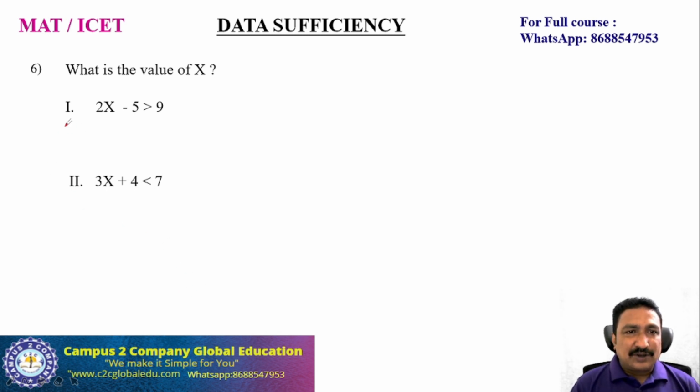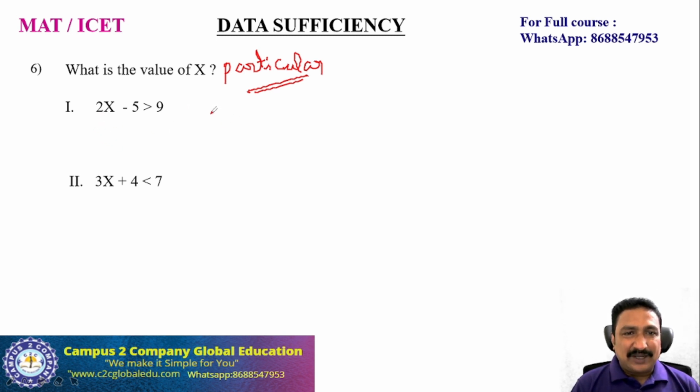Now look at the next question. What is the value of x? So what is the value of x means, here also we have to find out the exact value. A particular value we should say. Whenever you are saying a particular value, then only we can say the answer. If you are saying more than one value, then we cannot keep the correct answer.